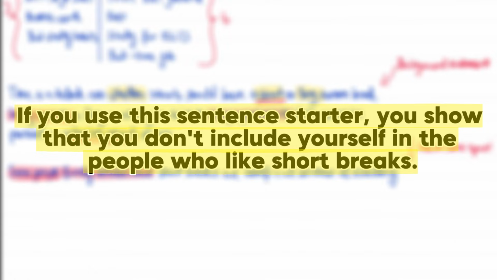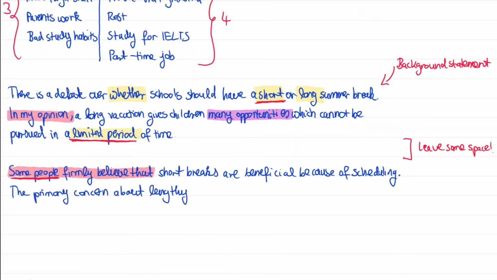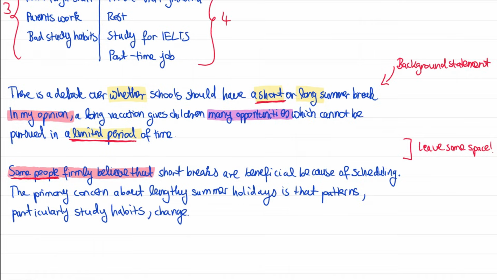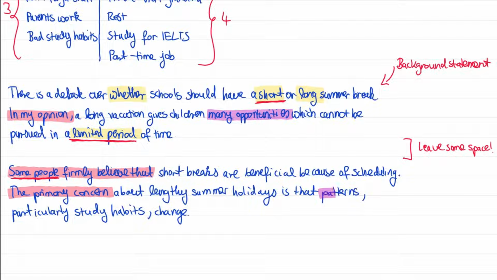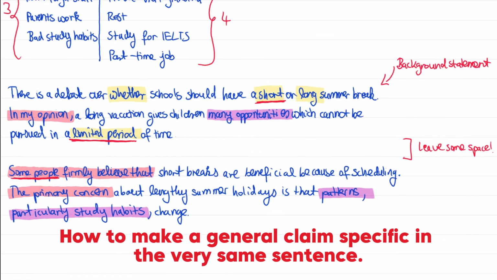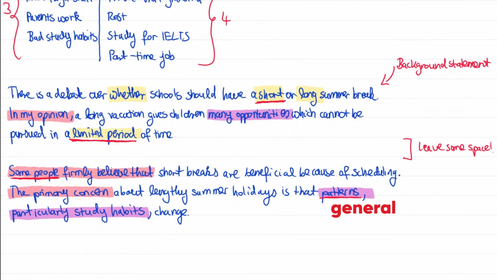Time for the first reason. The primary concern about lengthy summer holidays is that patterns, particularly study habits, change. "The primary concern" is also from my template. It shows that you're giving the main reason. By writing "patterns, particularly study habits," I show that I know how to make a general claim specific in the very same sentence. Patterns is general and study habits specifies the patterns. Don't forget to add commas on both sides of the additional information.